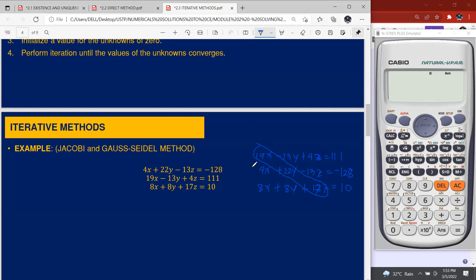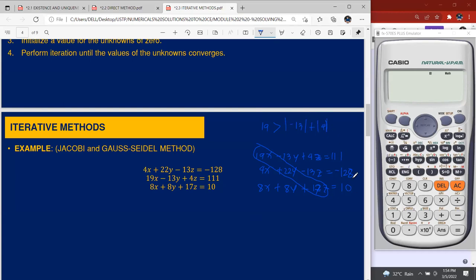Okay. So dapat si 19 or si 111. Dapat na greater than si 111 sa sum ani nilang tulo. Absolute value ng sum. Or si 19, dapat dominant siya. So dapat si 19 is greater than the absolute of negative 13 plus 4.